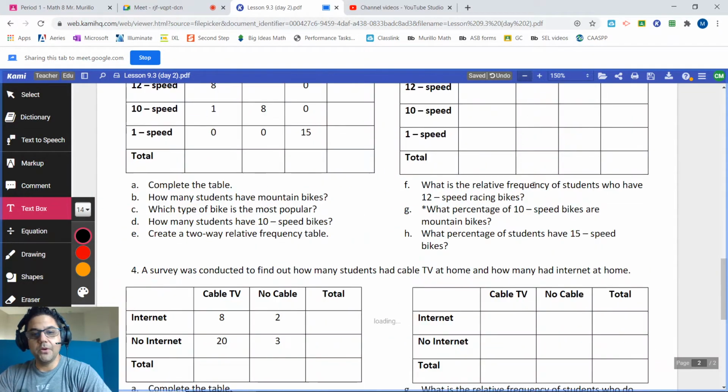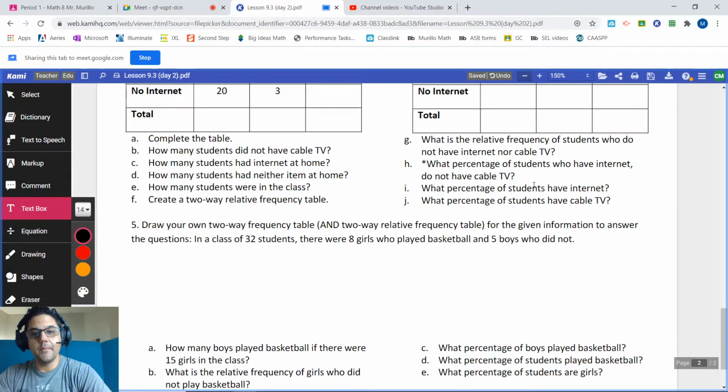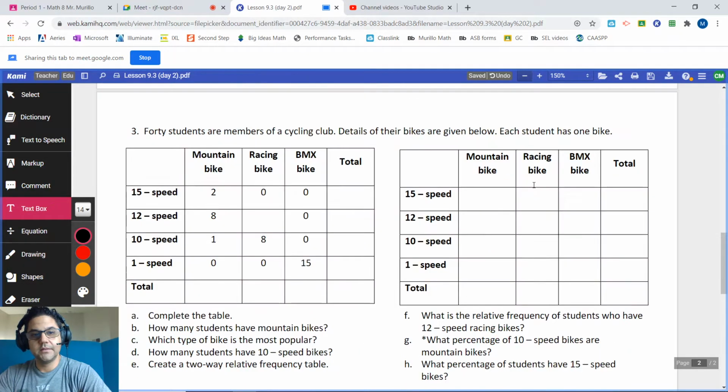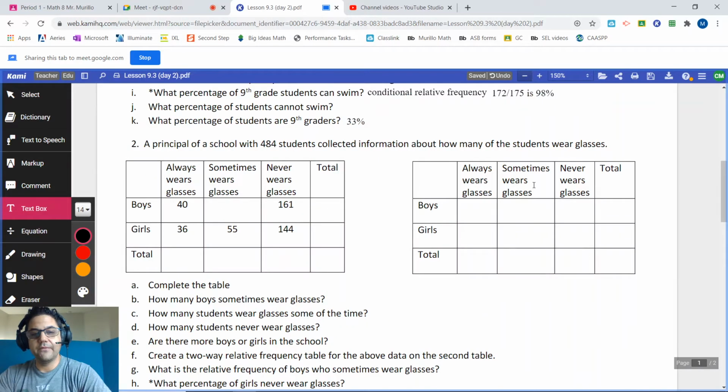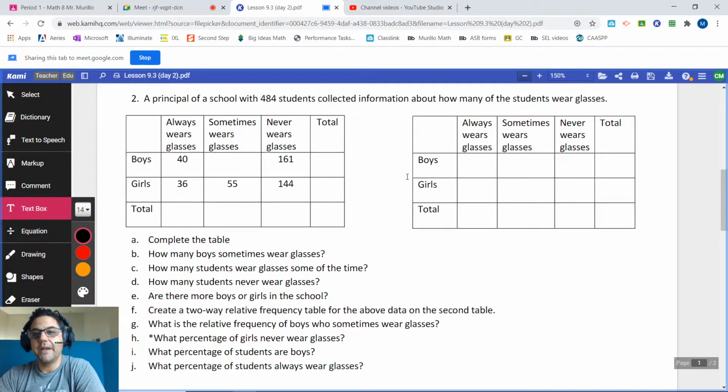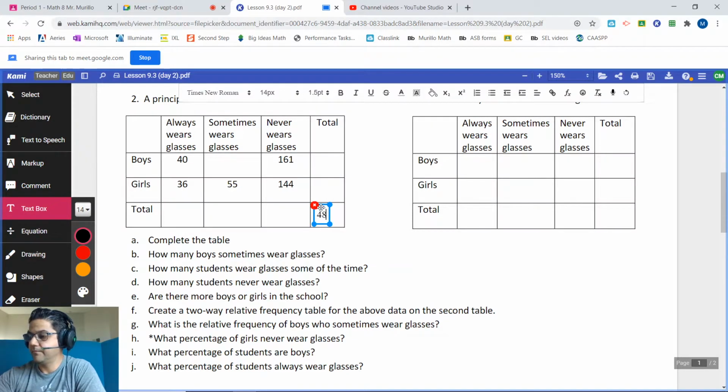All right, I'm going to help you on one more. And then you can do 3 and 4. So I'm going to help you on half of the assignment, and you do the other half. All right, a principal of a school with 484 students collected information about how many of the students wear glasses. So 484, that is going to be our grand total. I can go ahead and start finding my missing information here.